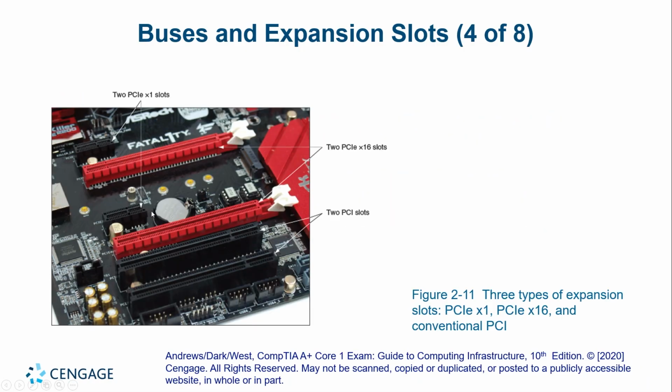Okay, so these little sockets here are PCIe by 1. That means they only have 1 lane available. These are by 16s. That means they have 16 lanes available. Those are something you could hook a video card into. These are regular PCI slots, and they are old. So you've got 3 types of expansion slots: PCIe by 1, by 16s, and then conventional PCI. You won't see these on most modern boards anymore because PCI is just old.